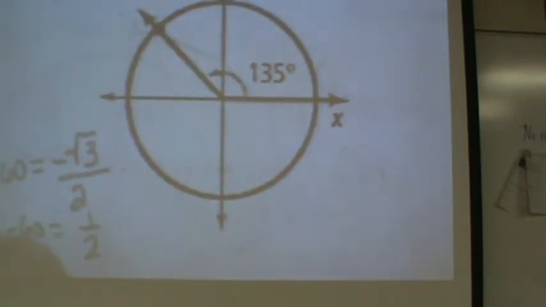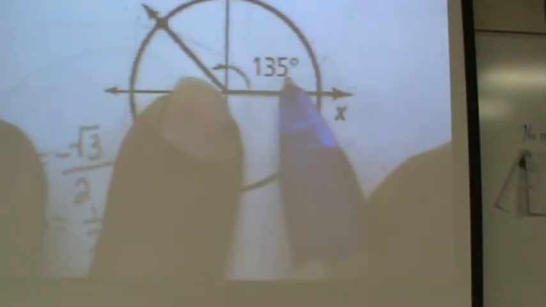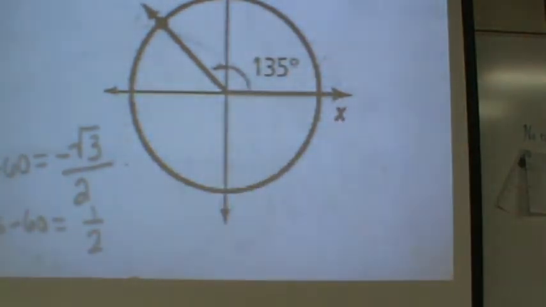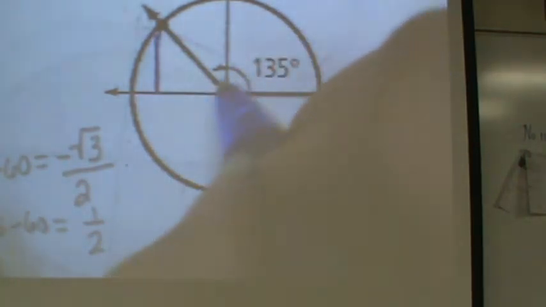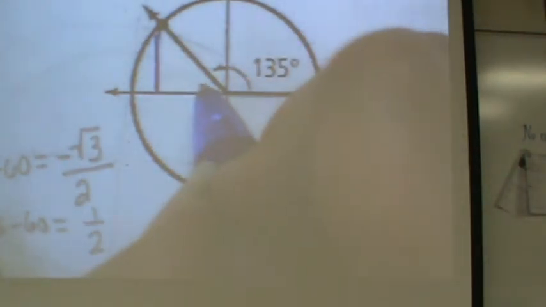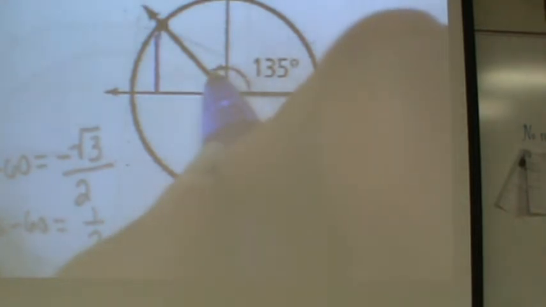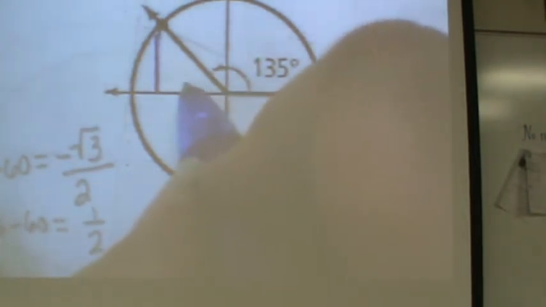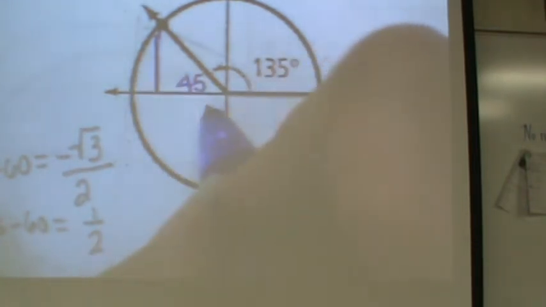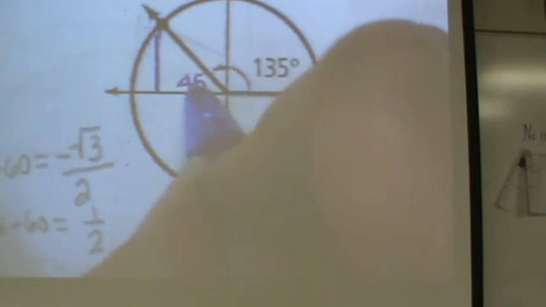What kind of angle is this right now? It's a positive 135 degrees. What quadrant are you in? Quadrant 2. That's not working. I need to know what angle this is right here. So from here to here is 135. What's this little angle right here? 45, thank you.